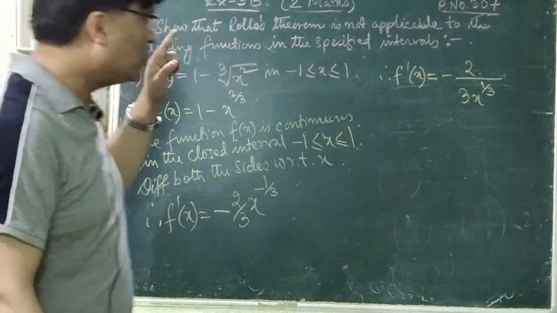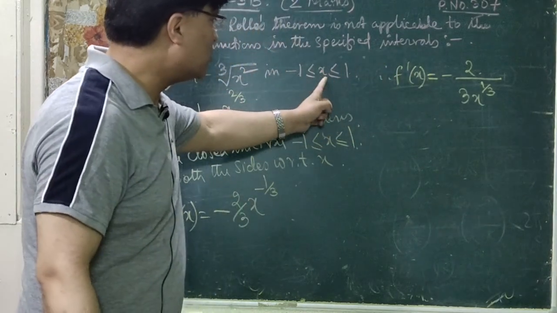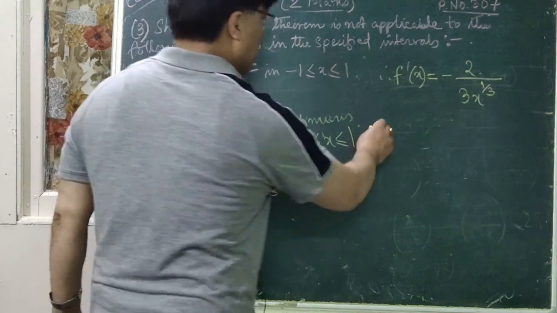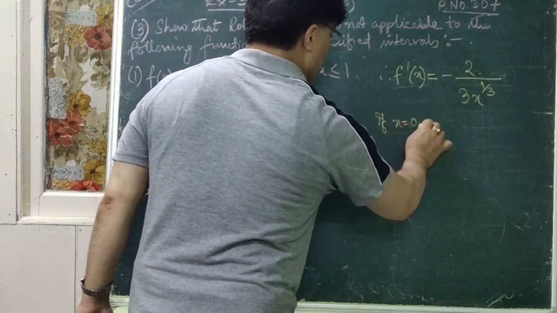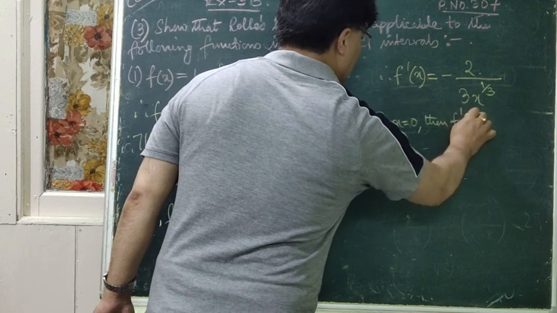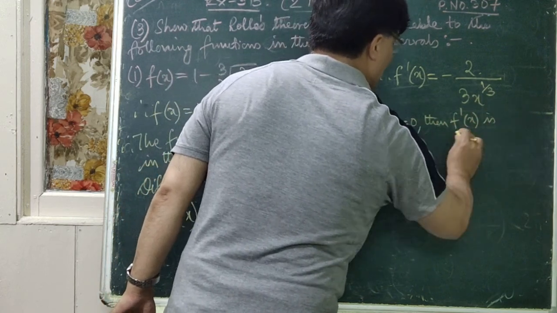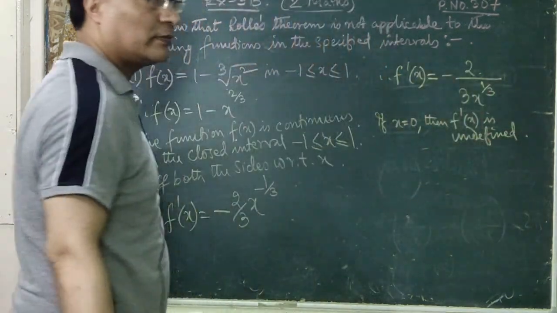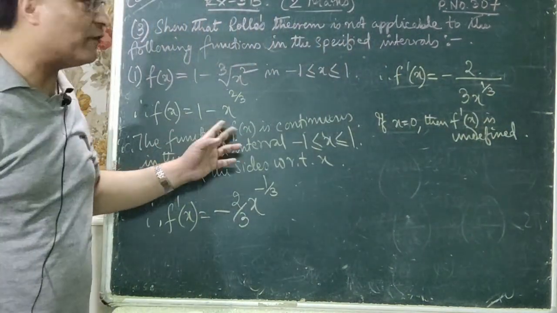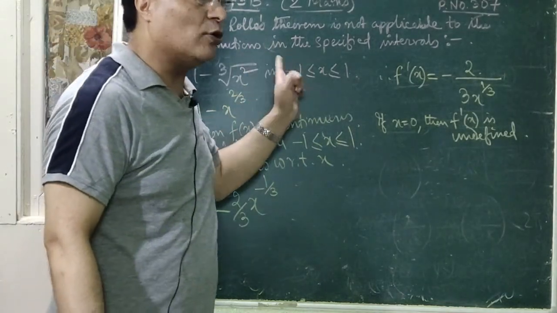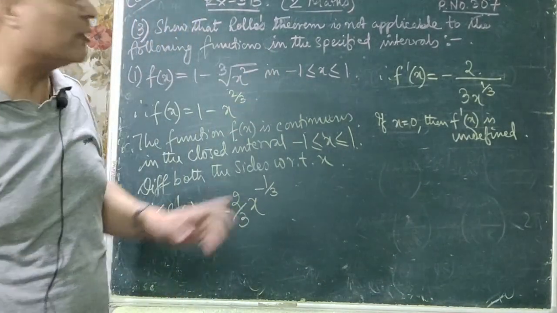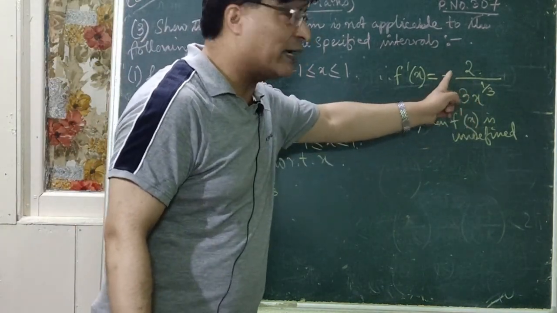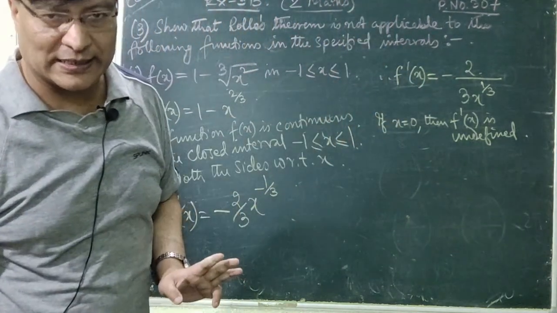Okay, so what do we see here? That is, 0 lies within minus 1 and 1. So if you put x is equal to 0, this is undefined. So if x is equal to 0, then f dash of x is undefined. That is, we cannot get its value. It is infinity. Is that clear? That is, the function f of x is not differentiable in the open interval minus 1 less than x less than 1, because if you put x is equal to 0, it will be minus 2 by 0, which is an undefined quantity.